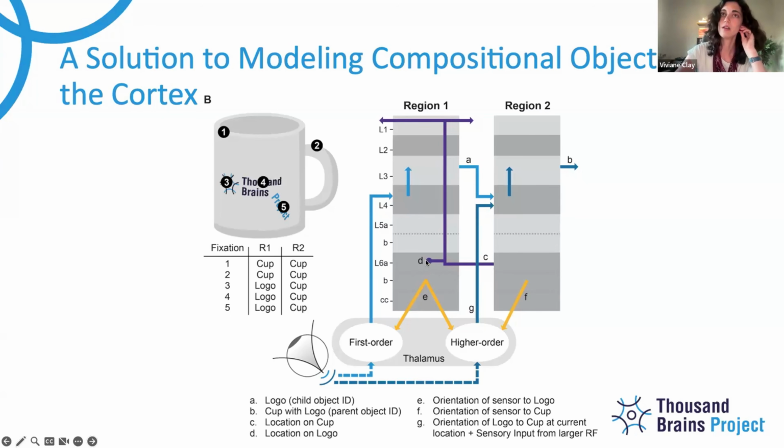We have both this very local connectivity to the deeper regions, which would communicate a unique location on the logo's model. So remember, layer 6A encodes the locations in an object-centric reference frame. So basically, region 2 would tell region 1, expect to be at this location on the logo. And then we have this broader connectivity in layer 1, which more broadly informs neighboring columns about the existence of the logo, but not really precisely about the location on it.